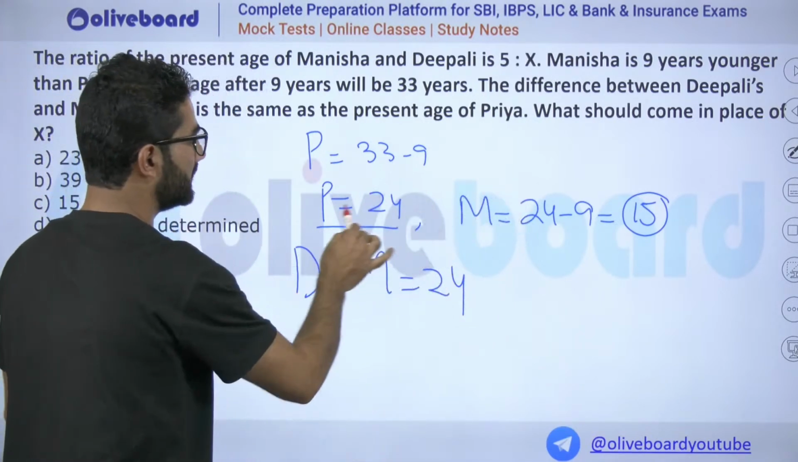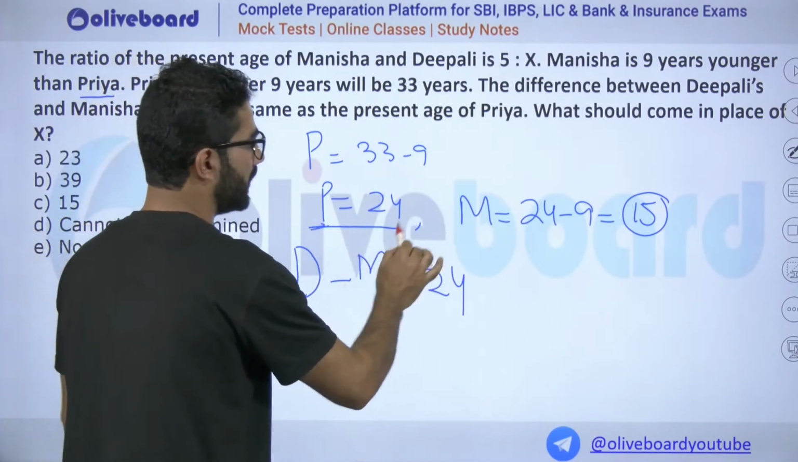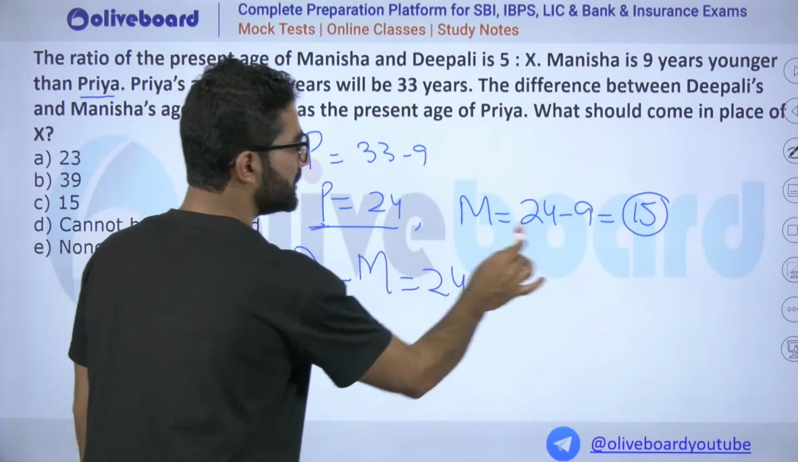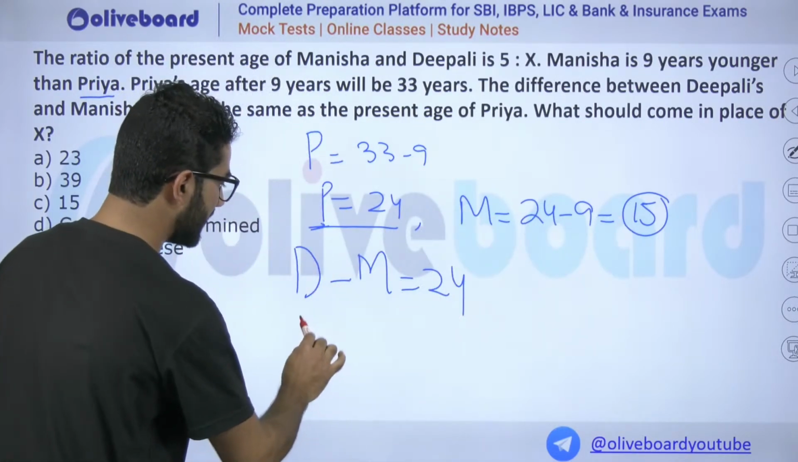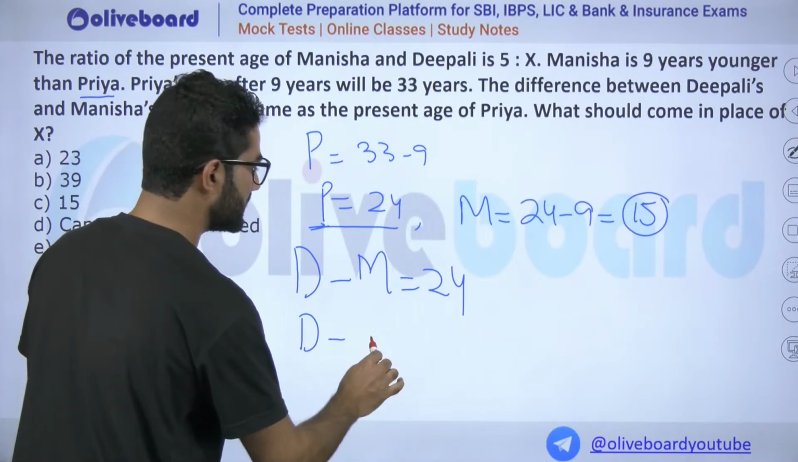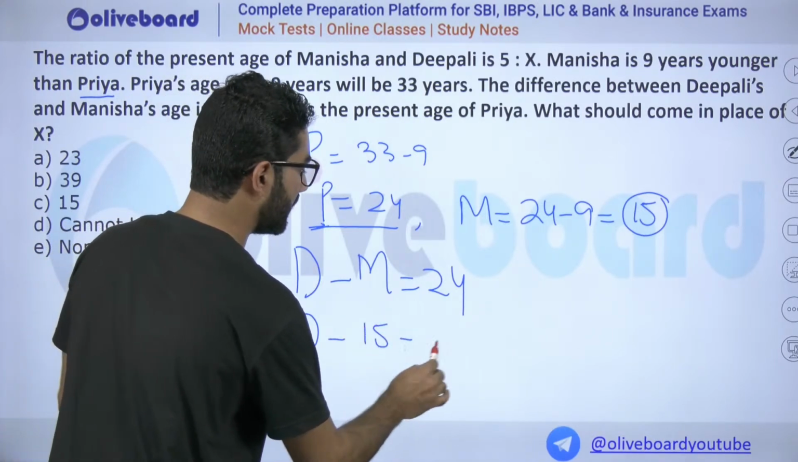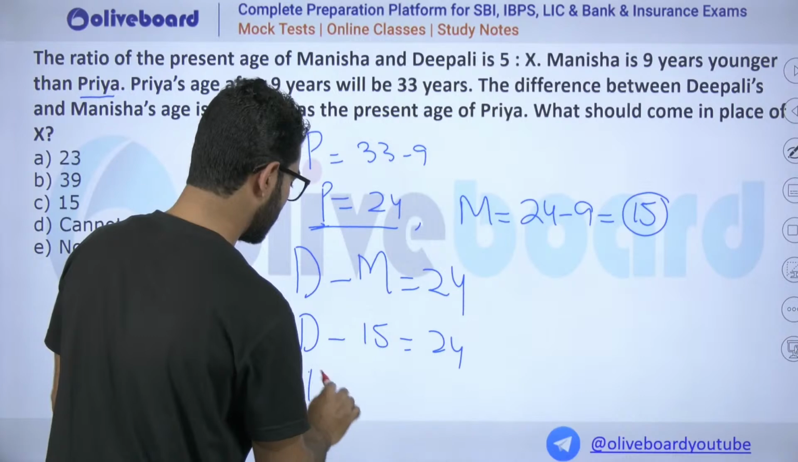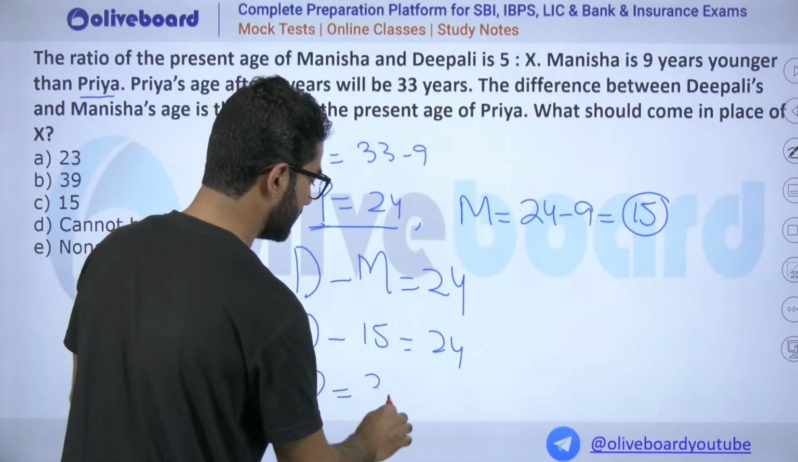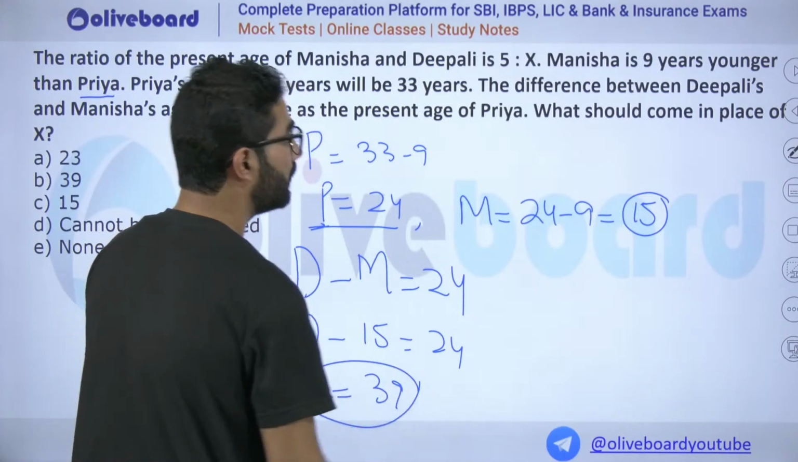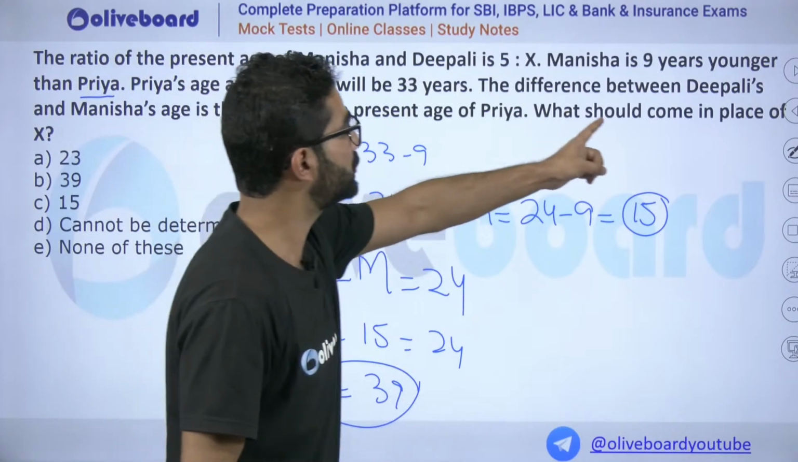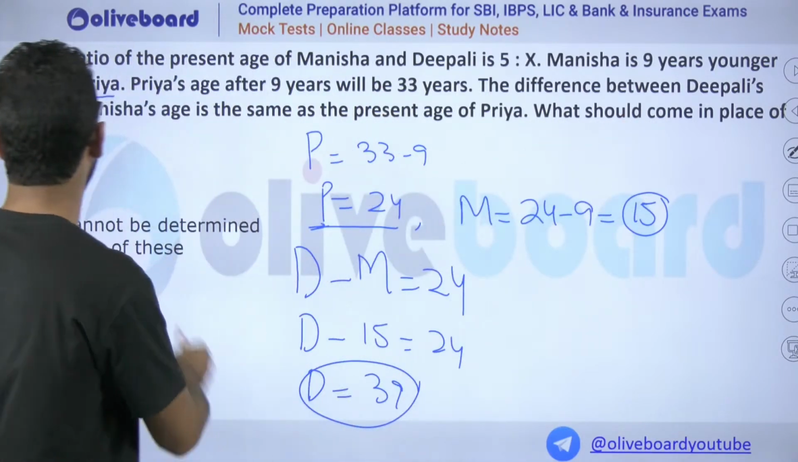Now it is given that the age of Priya is 24 and Manisha's present age is 15. So I can write D minus 15 is nothing but 24. Can I write Dipali's age will be how much? 39. Now, if we see the question, what should come in place of X?